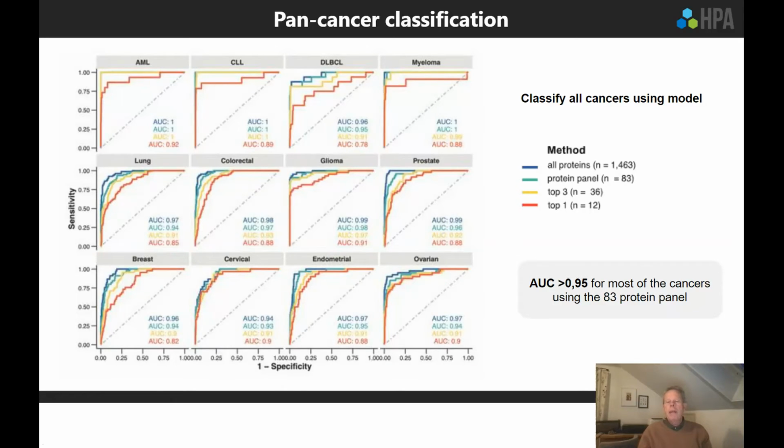And here you can see the area under the curve in the ROC curves for the 12 different cancers. If you use all the proteins, which is in blue, if you use the protein panel, which is green, if you only use the top 3, which is yellow, and if you only use the top protein in red. And what is very apparent is that in all cases, you get much better sensitivity and specificity if you're using the panel as compared to using a single biomarker.